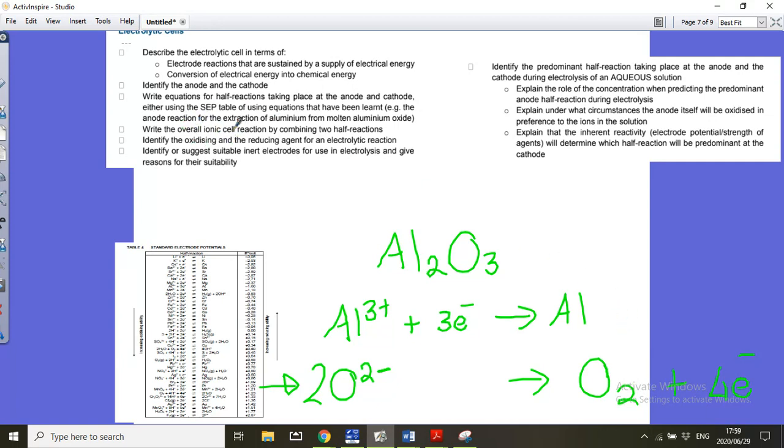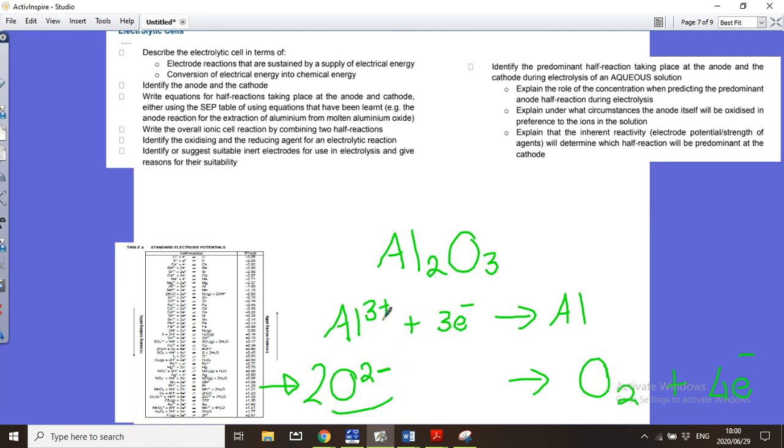Writing the overall ionic cell reaction is exactly the same as it was in galvanic cells. The oxidizing agent and reducing agent are exactly the same. So here, this is my reduction half reaction. So this will be my oxidizing agent. This is my oxidation half reaction. So this is my reducing agent.